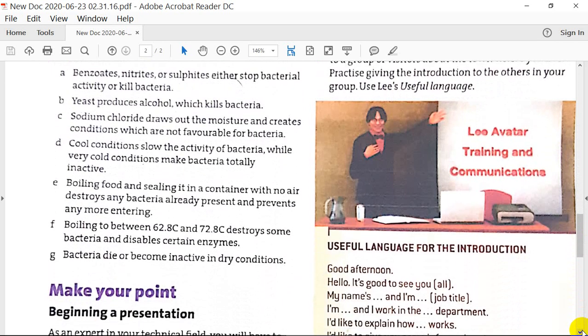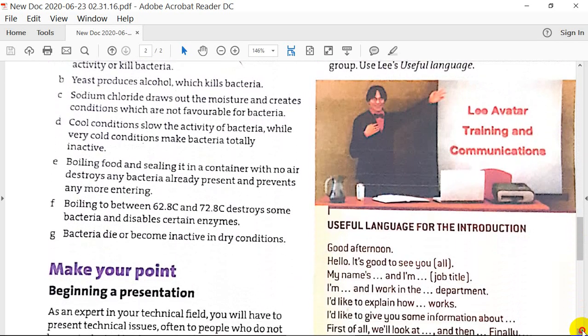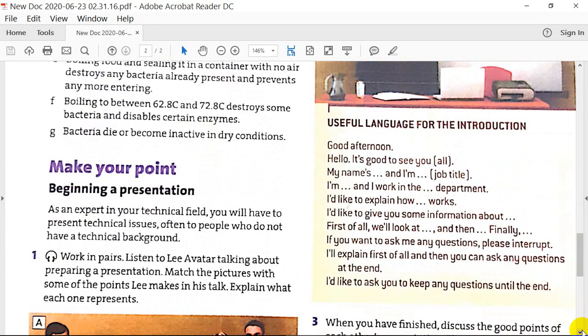We have useful language for the introduction. For example, when you start, if it is in the morning, you can say good morning. If it is in the afternoon, good afternoon. If it is in the evening, you say good evening. And then you can say what? Hello. It's good to see you. It's nice to see you. It's nice to talk to you. My pleasure to talk to you. I'm happy to speak with you.